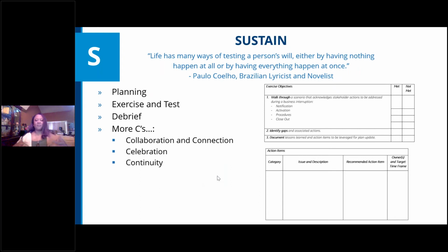This is where we say, well, it's a beautiful thing that you've identified all of these potential recovery strategies, but it won't amount to a hill of beans if it doesn't work. So in sustain, we're actually testing it. We're actually determining whether or not this is functional. The quote that I have here: life has many ways of testing a person's will, either by having nothing happen at all or by having everything happen at once.